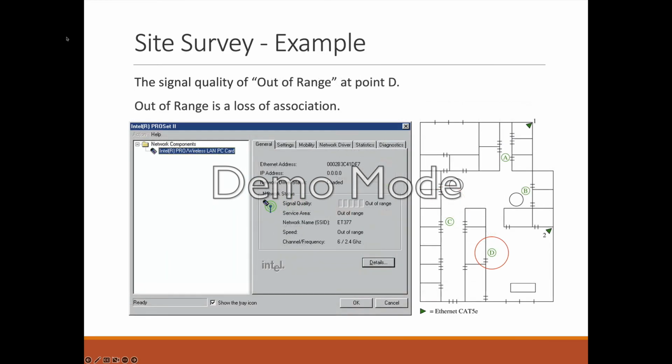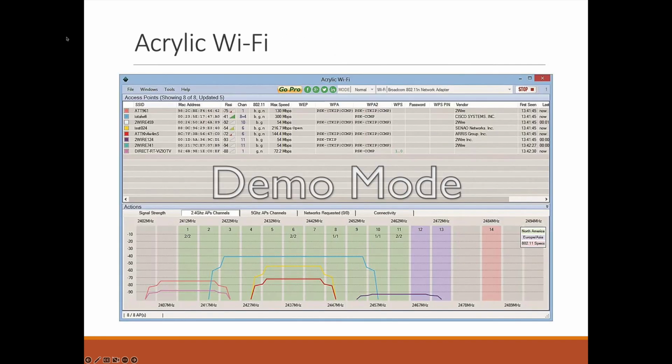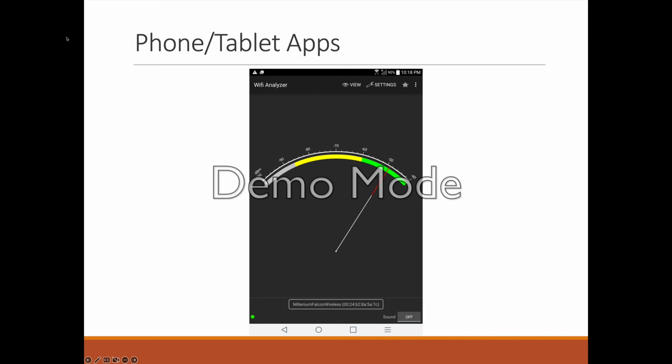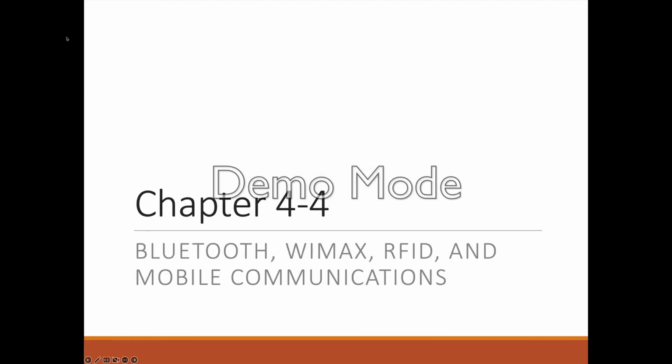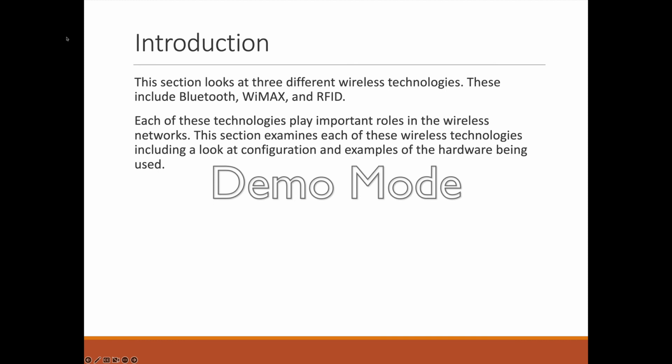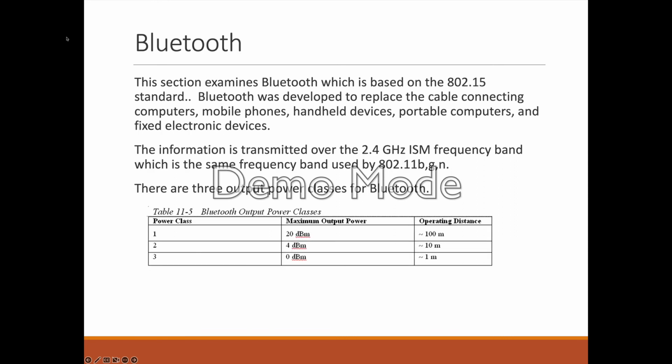I'll go through that because I already talked a lot about it. But you can see you can use the Wi-Fi, you can use your tablet. It'll tell you speeds. There's something called speed test that will give you speed as well. So next, this section looks at 3 different wireless technologies: Bluetooth, WiMAX, and RFID.